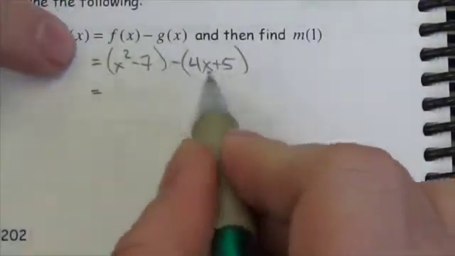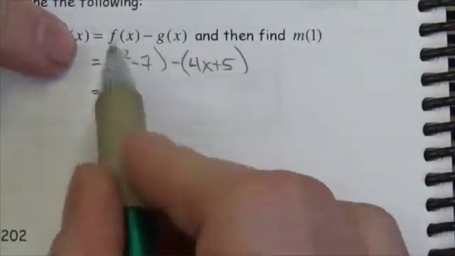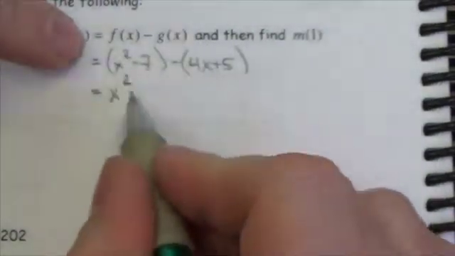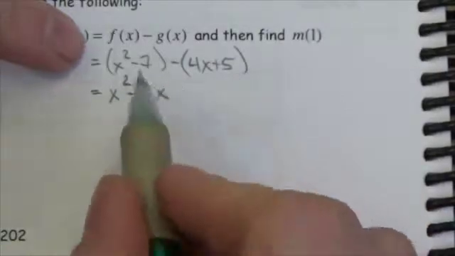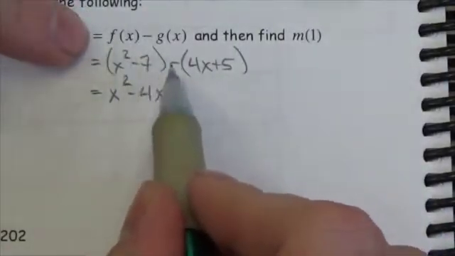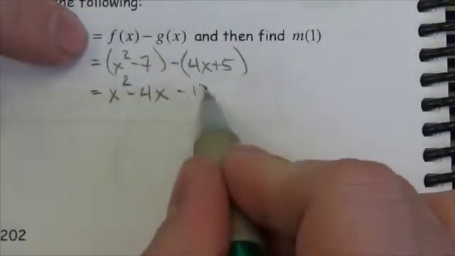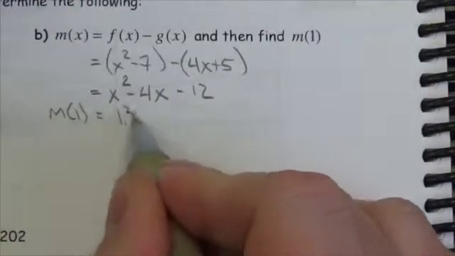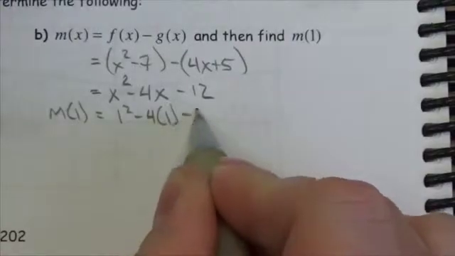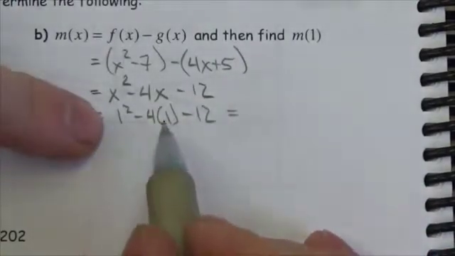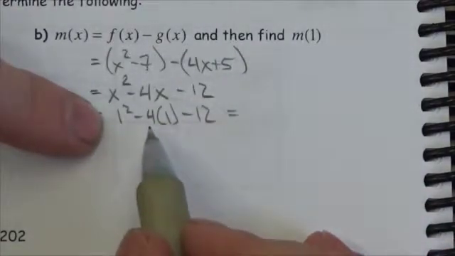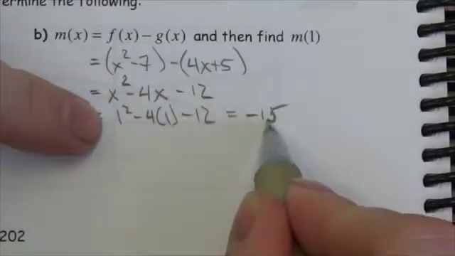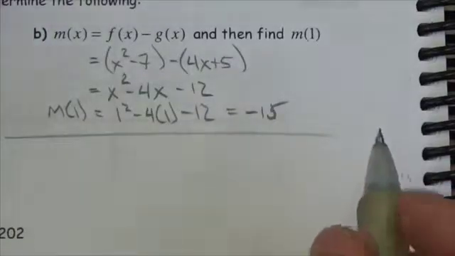And when you distribute the negative through here, now there is no term that's common with the x squared. There's no term that's common with the linear term here either. It's just going to be minus 4x. But now I'm going to get negative 7 minus 5, which will be negative 12. And now m evaluated at 1 is going to be 1 squared minus 4 times 1 minus 12. So 1 minus 4 is negative 3, minus 12, negative 15. And that is one way to do it.